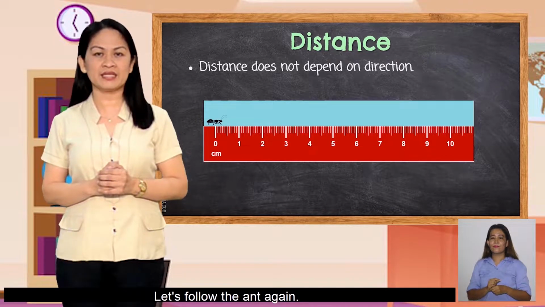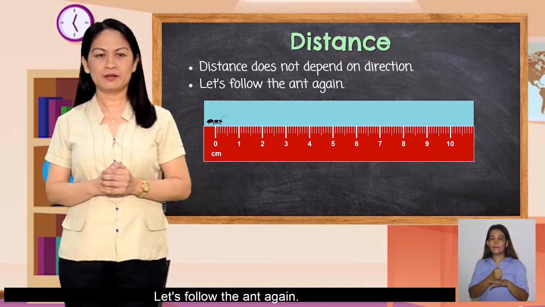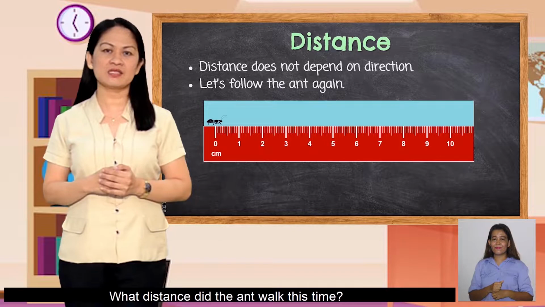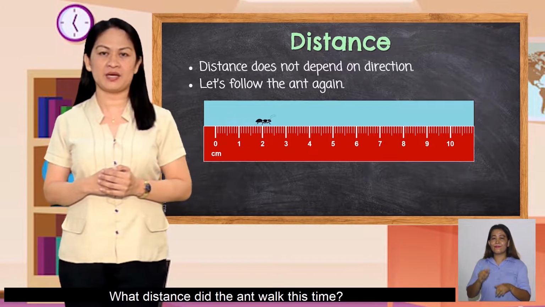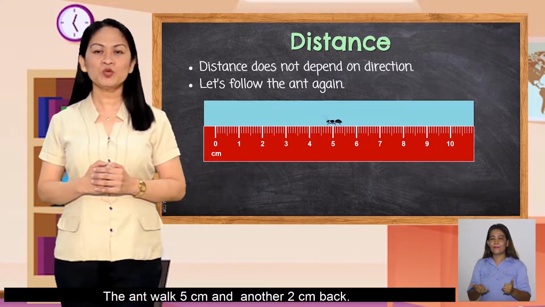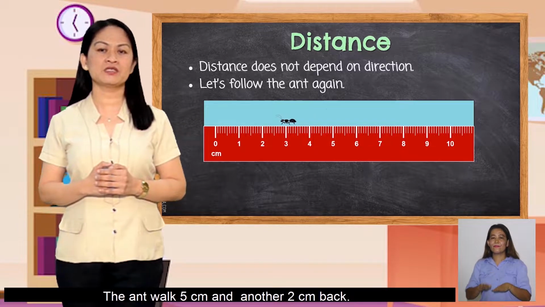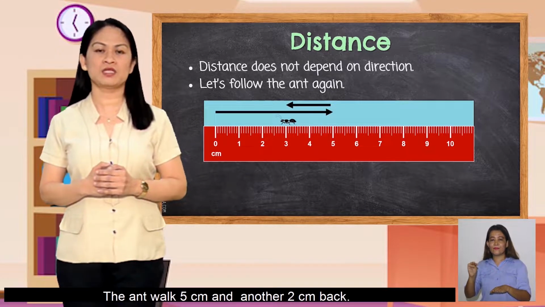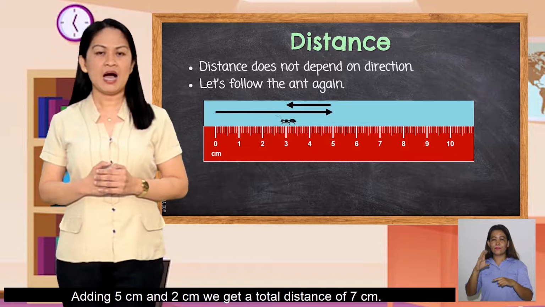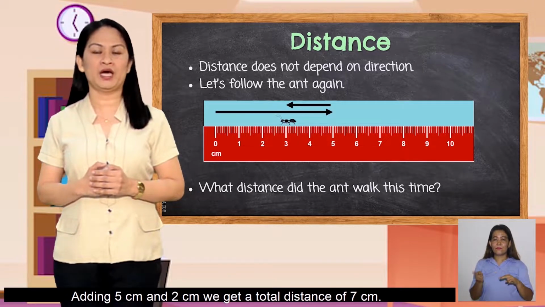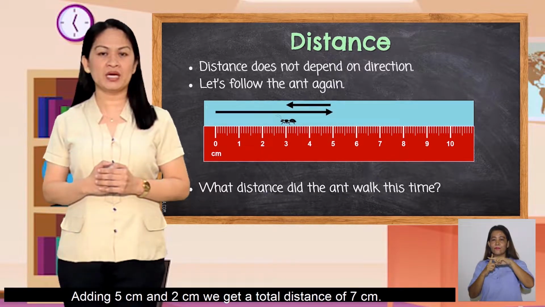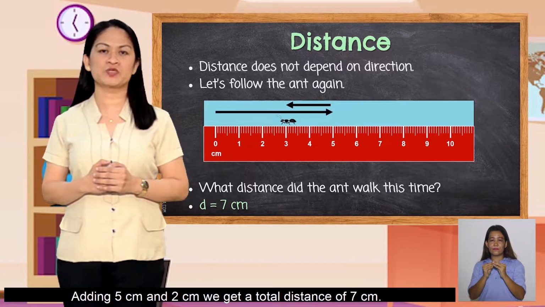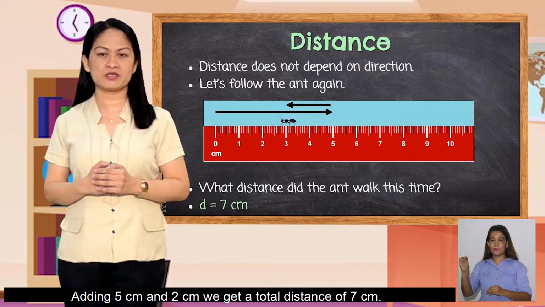Let's follow the ant again. What distance did the ant walk this time? The ant walked 5 centimeters and another 2 centimeters back. Adding 5 centimeters and 2 centimeters, we get a total distance of 7 centimeters.